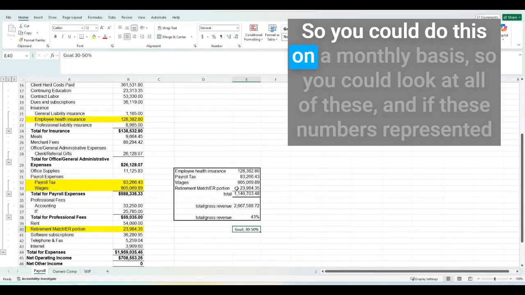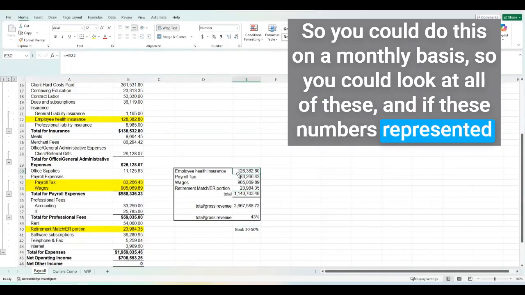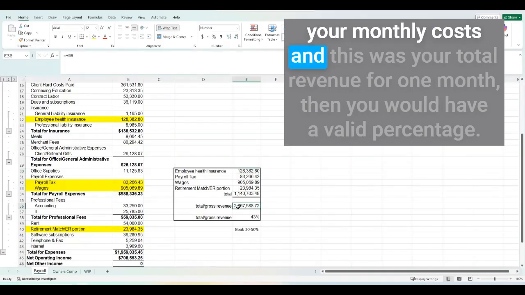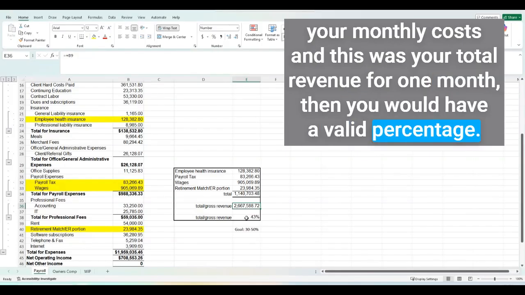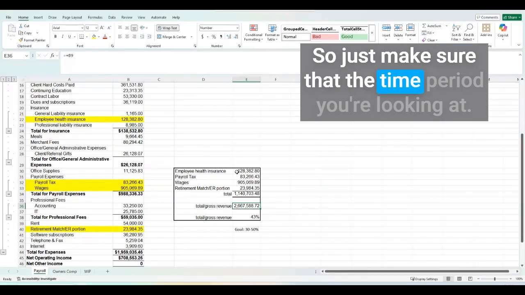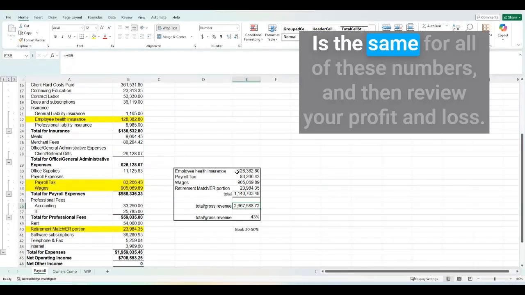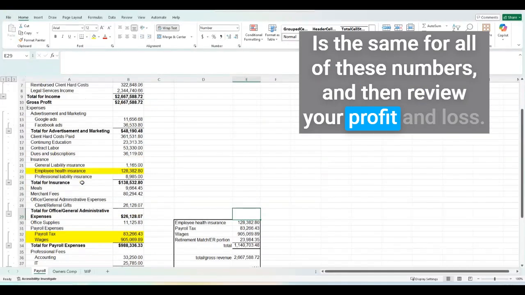You could do this on a monthly basis. If these numbers represented your monthly costs and this was your total revenue for one month, then you would have a valid percentage. So just make sure that the time period you're looking at is the same for all of these numbers. And then review your profit and loss.